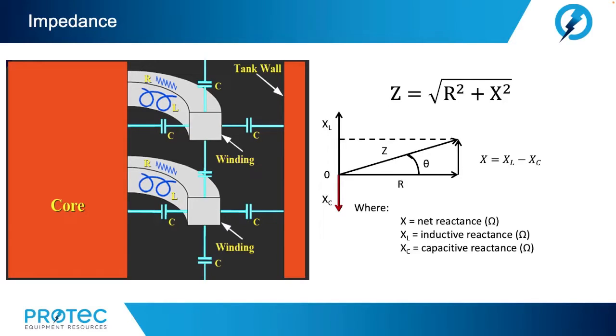Net reactance in an AC circuit is the difference between inductive and capacitive reactance. The equation net reactance equals X sub L minus X sub C is the mathematical representation for the calculation of net reactance when X sub L is greater than X sub C.